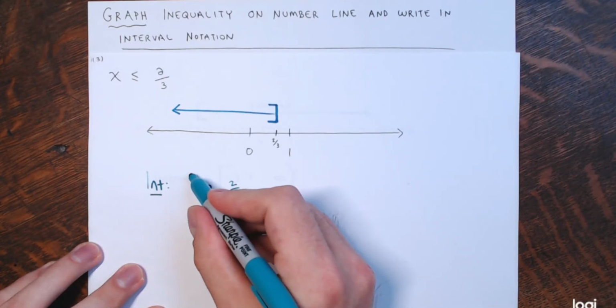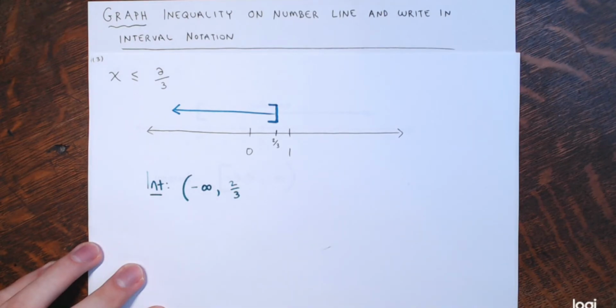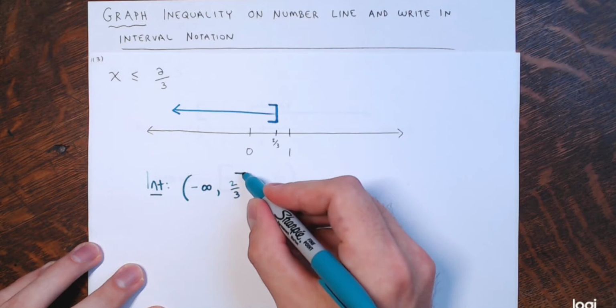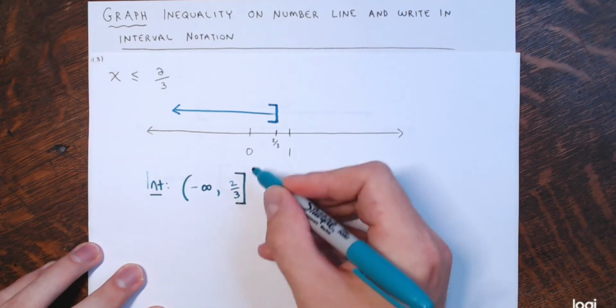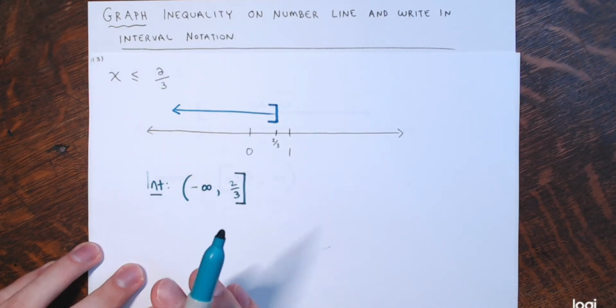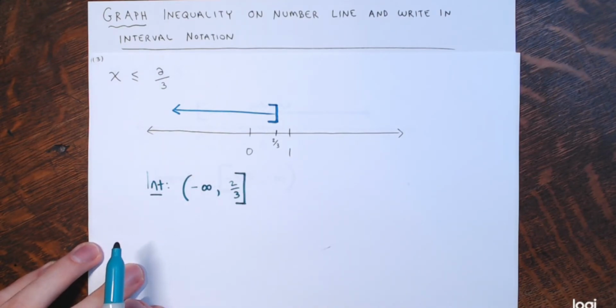Negative infinity, always capped with parentheses. And then 2/3 is a solution, so I cap it with the rectangular bracket like in my graph. And again, all 3 of these things are describing the same set of numbers, all the numbers left of 2/3 and including 2/3 on the number line.